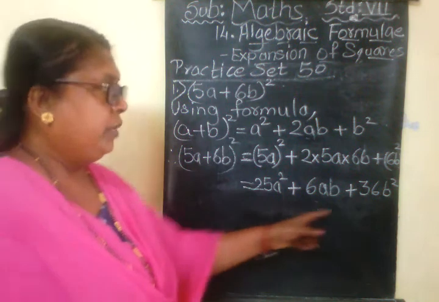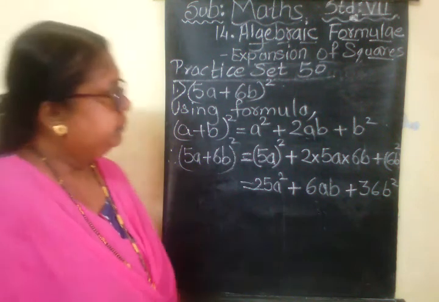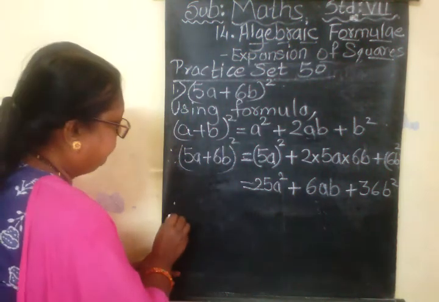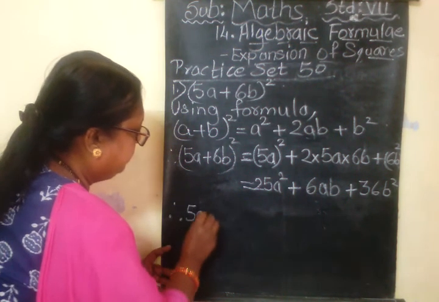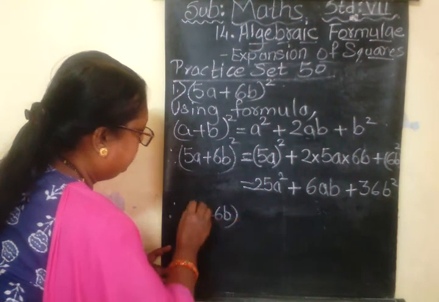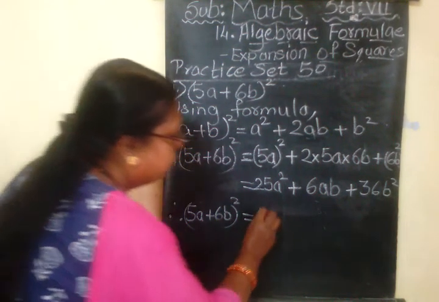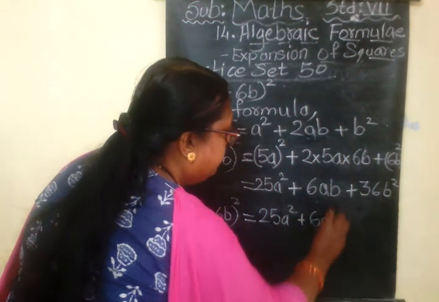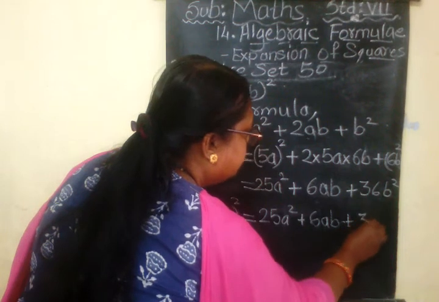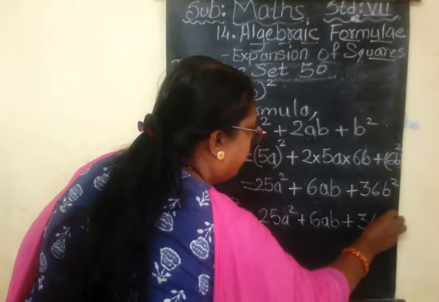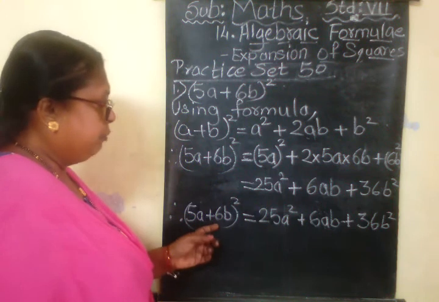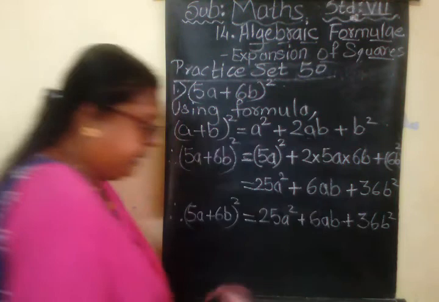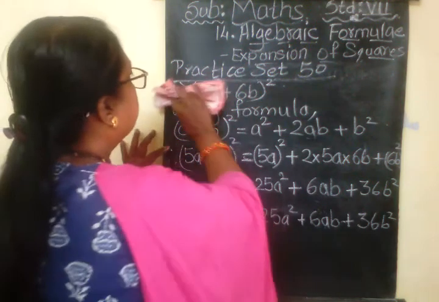Got the answer, children? Very simple sum it is. Take down the answer. Therefore lastly you can write the answer again: 5a plus 6b the whole square is equal to 25a square plus 60ab plus 36b square. So the expansion of a binomial gives you 3 terms here. First sum is completed, children. Let us move on to the second sum now.